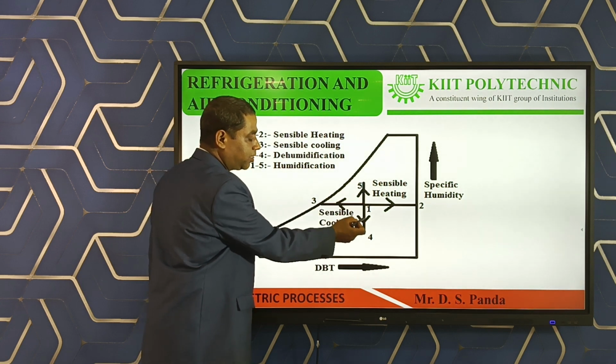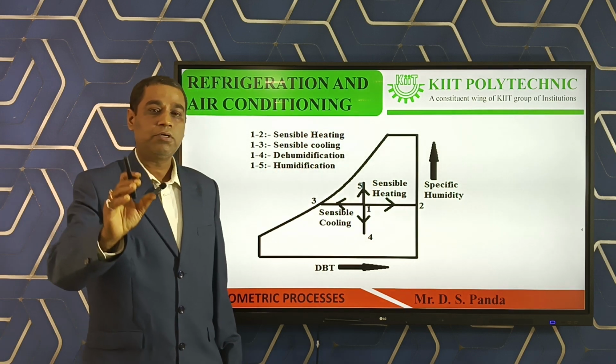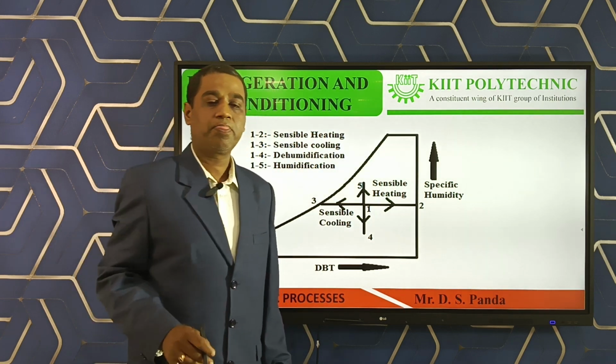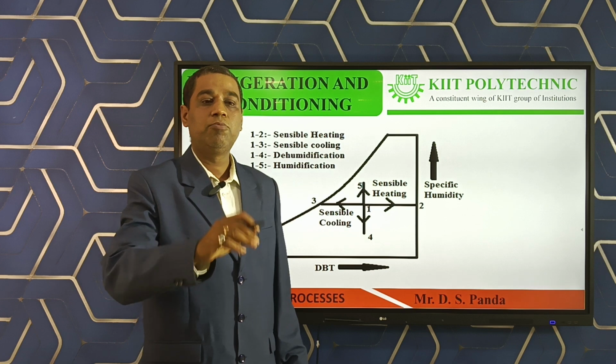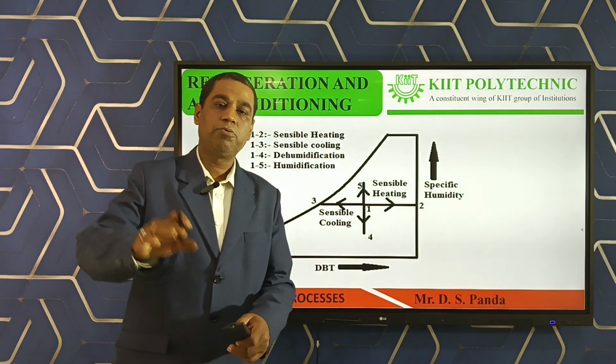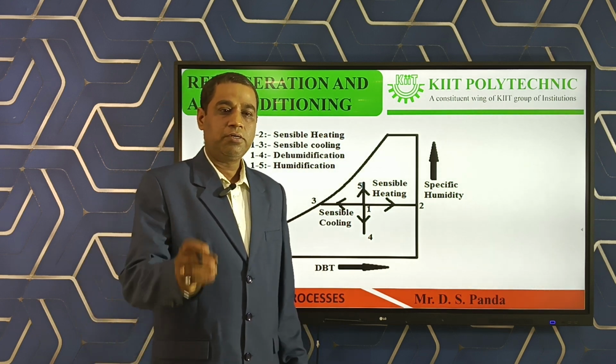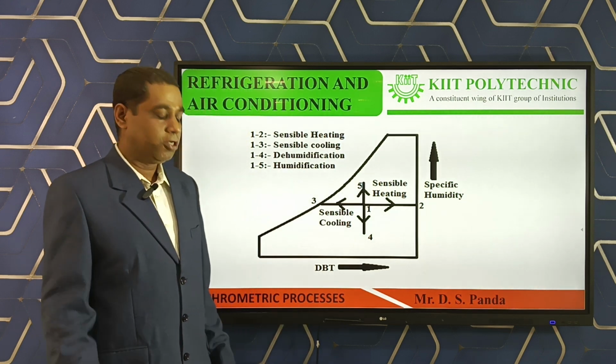And process 1 to 5, without changing its dry bulb temperature, increases humidity. That means we are adding some amount of moisture to the air. Then it is humidification without changing its dry bulb temperature. If we add some amount of moisture to the air, then it is humidification.